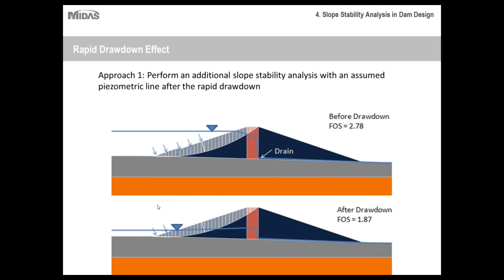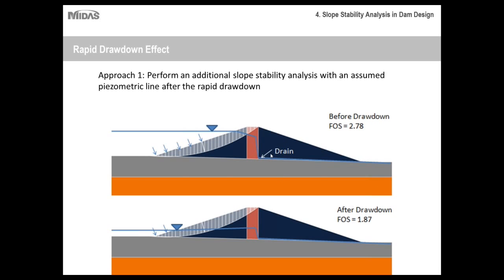Whereas you have an after setting. Here, maybe the reservoir isn't drained completely, and the new water level would be here. So you just analyze the stability of the dam with the new water level. And here, as you can see, it's 1.87, because the water isn't stabilizing as it was before. So this is the simplified way of doing the analysis.